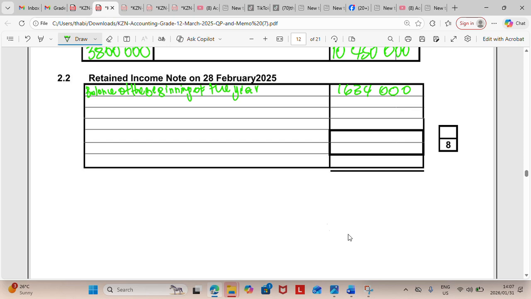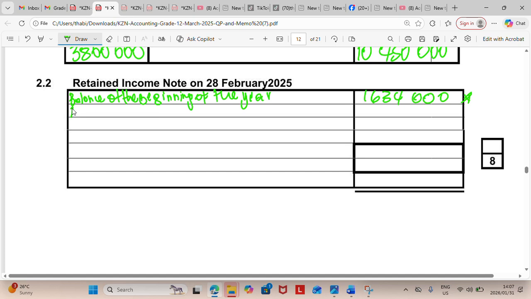The next question, guys, retained income note, already recorded there, opening balance. What else do we record? Net. Let me try to maximize the space here so that net profit after tax. Net profit after tax. I know that we're going to have workings here.